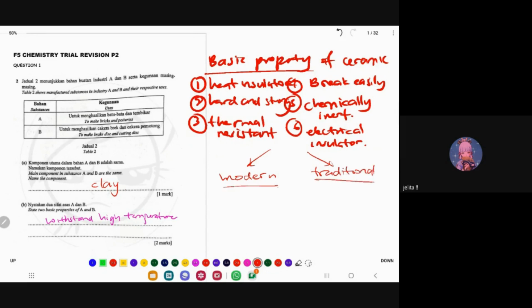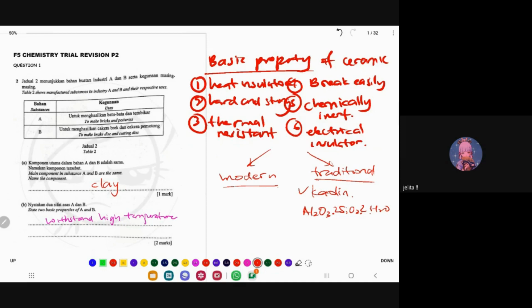Okay, what do you know about modern and what do you know about traditional ceramic? Now, traditional ceramic is made from kaolin. So what is kaolin? You have aluminum oxide, silicon dioxide, and water in it. That's traditional ceramic. When you add water, you produce a moldable material, where you can make it into pottery, bowls, bricks.